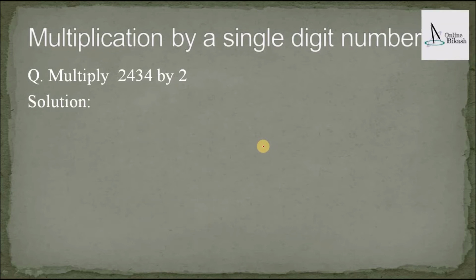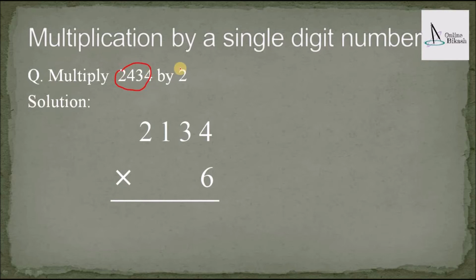In this case we will multiply this 2434 by 2. Sorry, this is not 2434, it is wrong. These numbers should be replaced by 2134 and 6. So let us see the multiplication of 2134 by 6. First we will multiply this 6 and 4. If you multiply 6 and 4, it will give you 24, right?